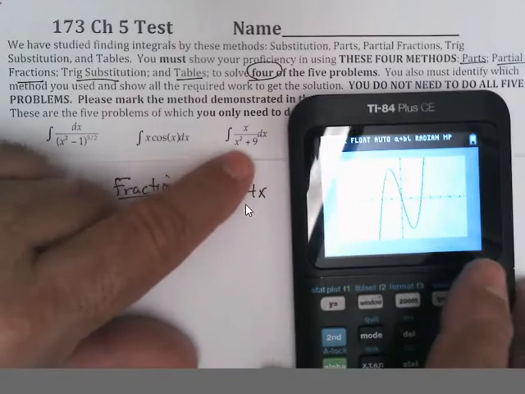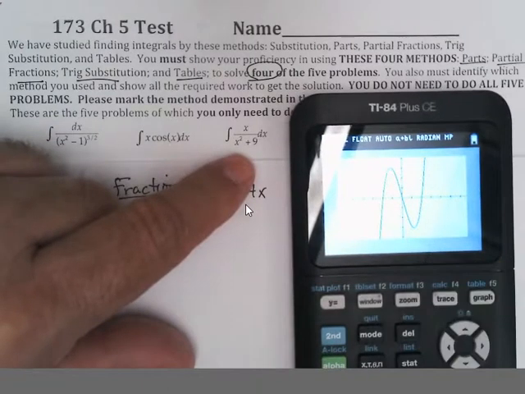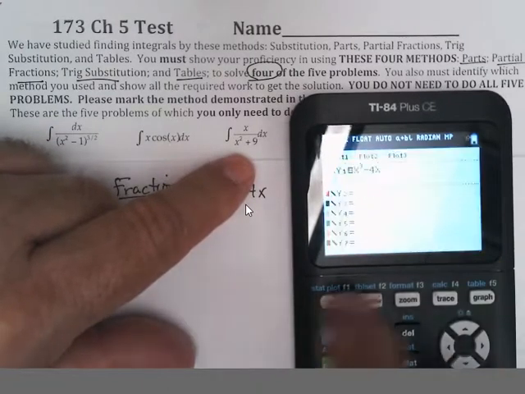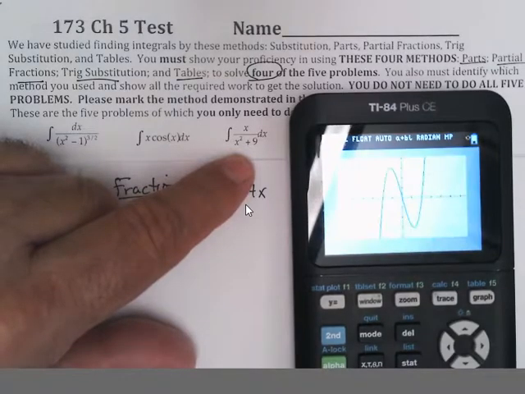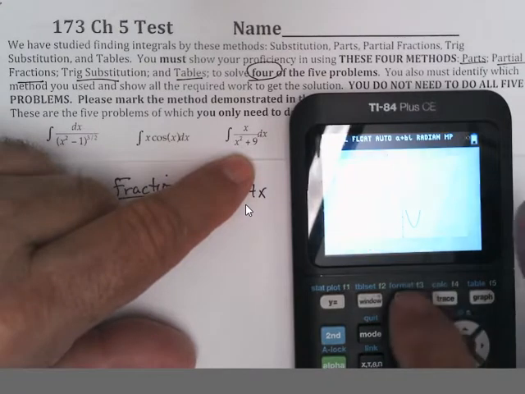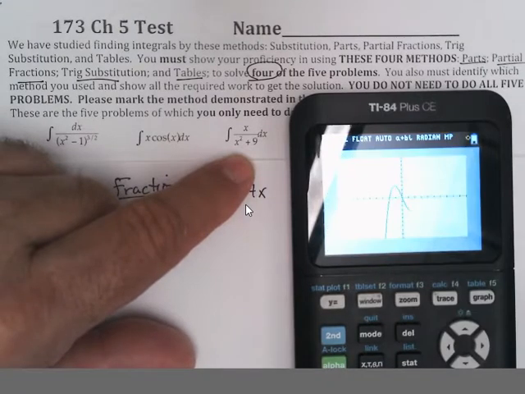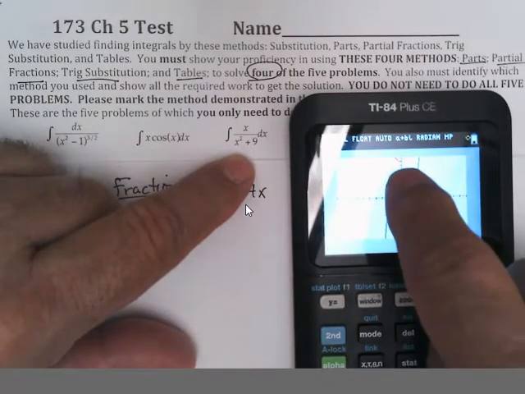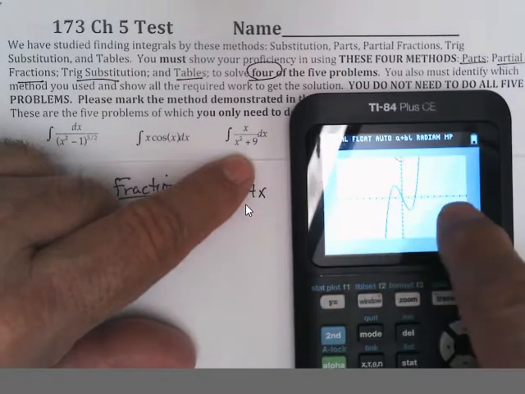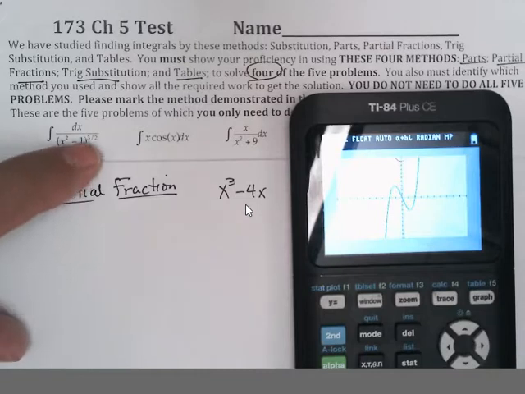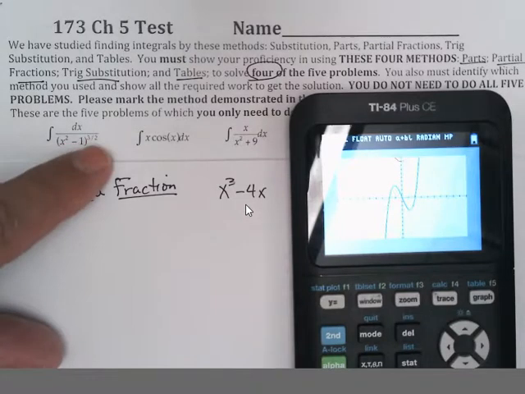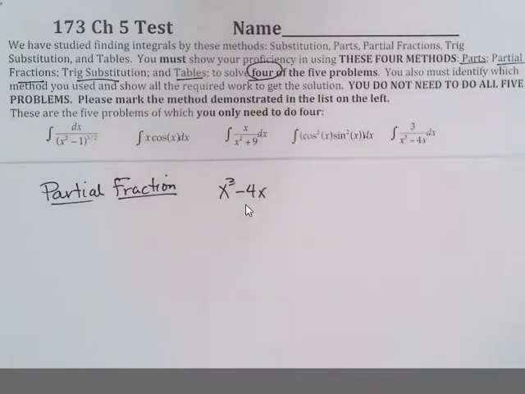Now, some of you tried factoring x squared plus 9. If I type in x squared plus 9 and graph it, you don't even see it. If I go to zoom 6, you'll see it barely up here. It does not cross the x-axis. Therefore, it does not factor. Now, you could type in the x squared minus 9, but when you have the cubed and square root, you're not going to want to do that one.